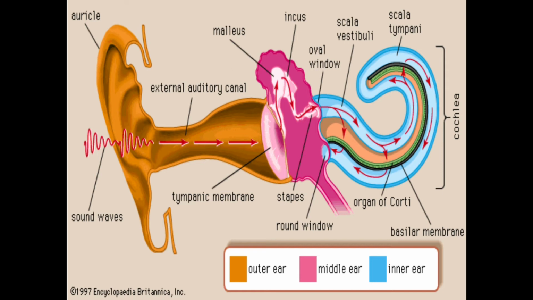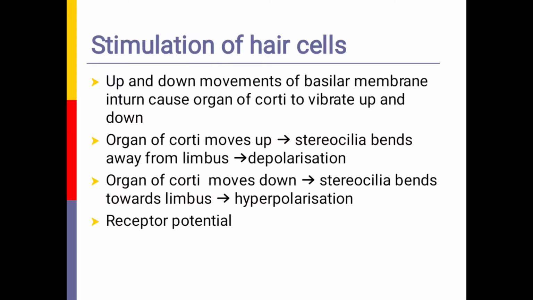In the picture, you can see the sound waves entering the inner ear travel along the scala vestibuli like a traveling wave, and they directly reach the scala tympani, which causes the vibration of the basilar membrane. The up and down movements of the basilar membrane in turn cause the organ of Corti also to vibrate up and down.